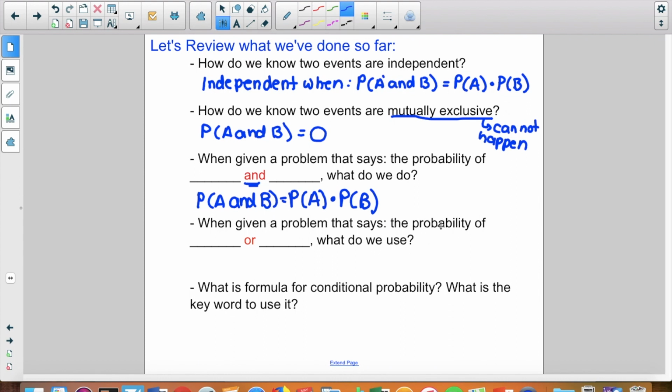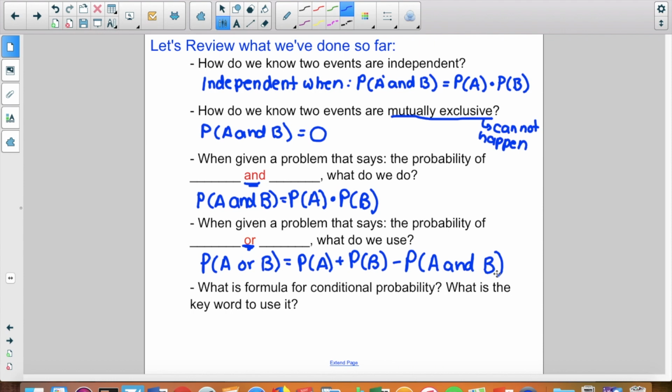When given a problem that says the probability of blank or blank, what do we use? Or is the key word for the addition equation. So the probability of A or B is equal to the probability of A plus the probability of B minus the probability of A and B.